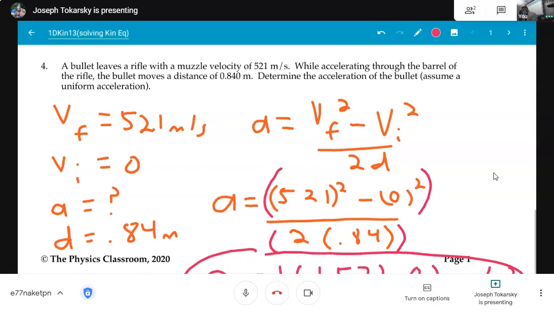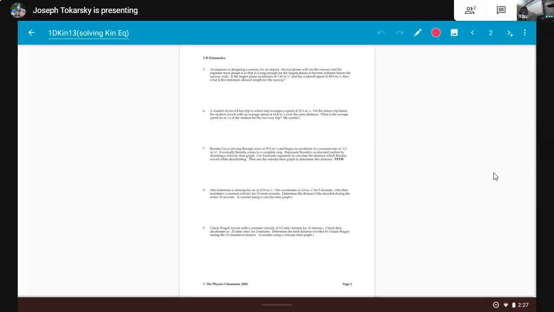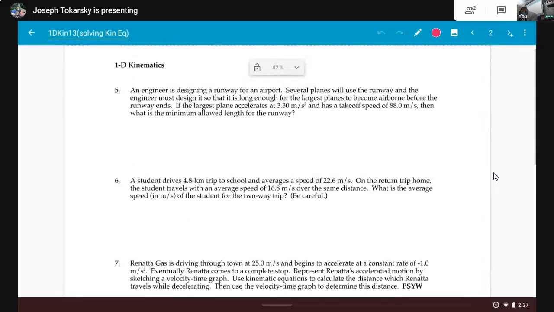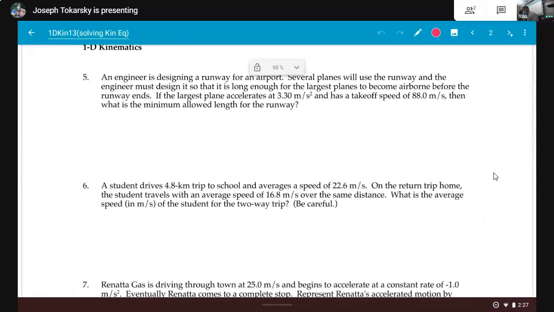All right, flipping on the back page. Number 5 we had to do. Another runway one. An engineer is designing a runway for an airport. Several planes will use the runway, and the engineer must design it so that it's long enough for the largest planes to become airborne before the runway ends. If the largest plane accelerates at 3.3 meters per second squared and has a takeoff speed, that would be VF, of 88 meters per second, then what's the minimum allowed runway length?